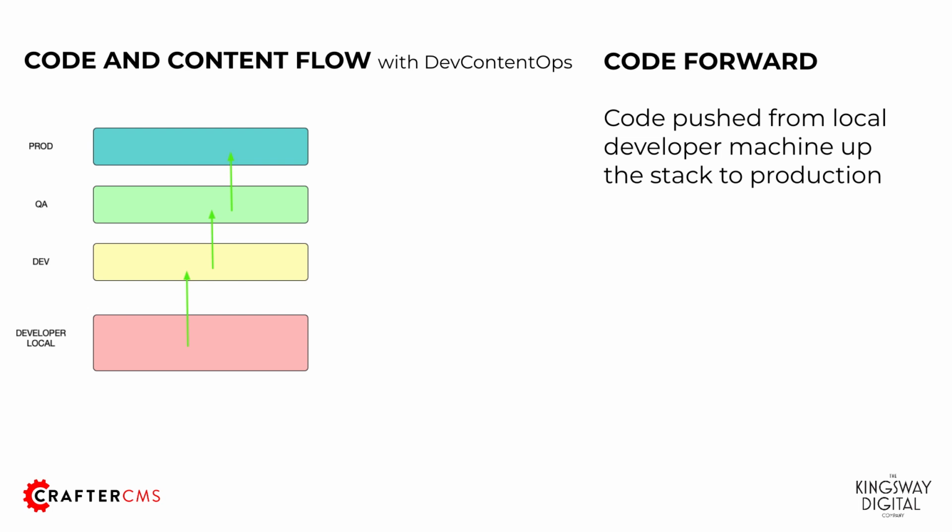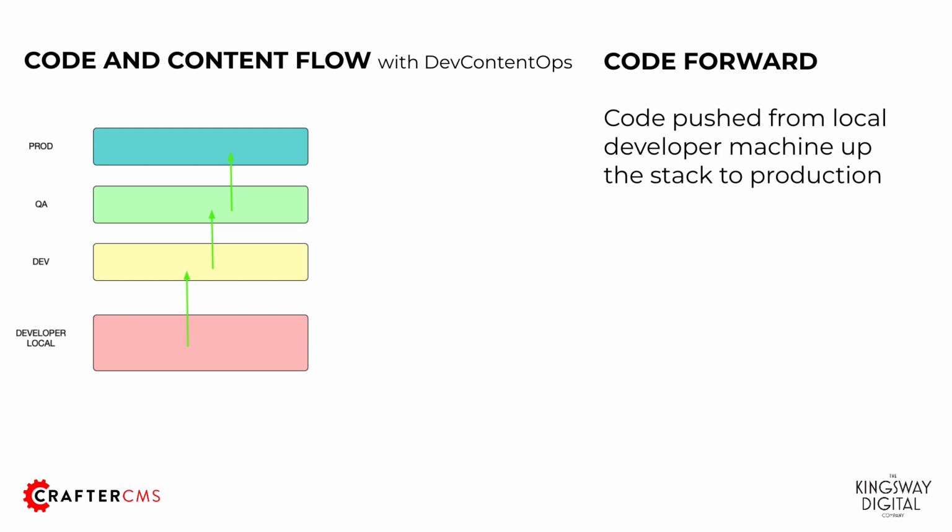Imagine you have a few environments. You've got a production environment depicted at the top, a QA environment for testing out your latest infrastructure, your latest code, a shared development environment for integration, for developers to collaborate on a common system, and then a local developer environment.